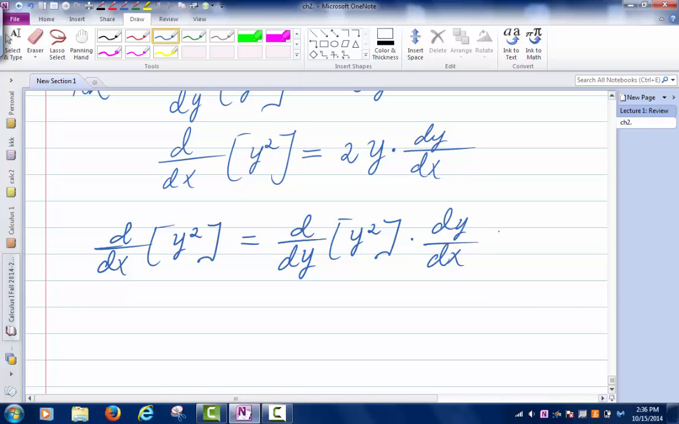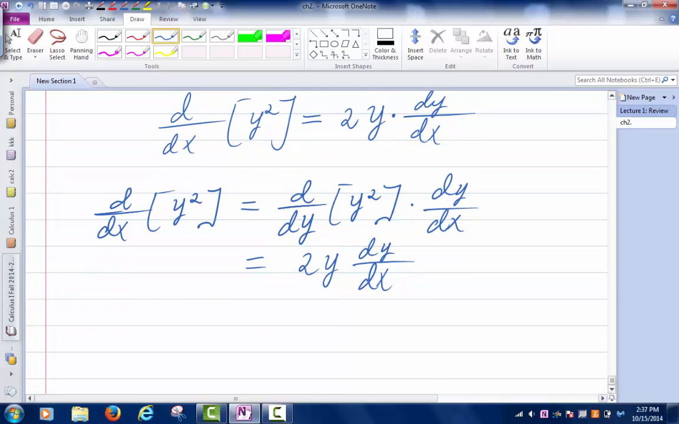You take the derivative with respect to y first, and then you multiply by the derivative of y with respect to x, because you want the derivative with respect to x, not with respect to y. Am I making sense? So if you're taking the derivative with respect to y, then the answer is just 2y. Otherwise, it'll be 2y dy dx. Okay, if you have any questions, please go ahead and ask.